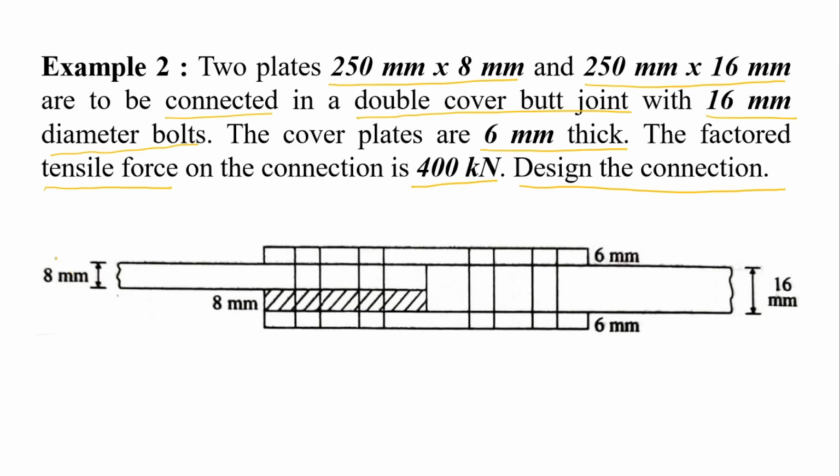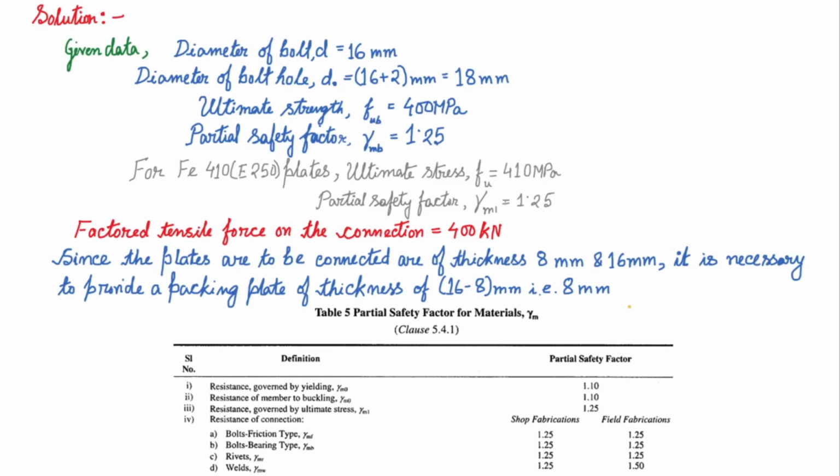Here one 8 mm plate and another 16 mm plate are connected by double cover butt joint, and the thickness of the cover plates are 6 mm for both top and bottom. So start the solution part. First of all, I shall write the given data.